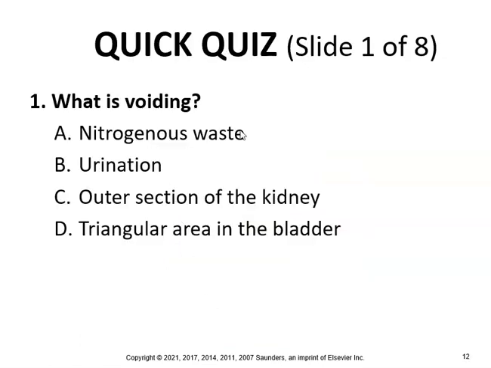Okay, what is voiding? Is it nitrogenous waste? No. Is it urination? Is it the outer section of the kidney, or is it triangular? So voiding means urination. So the correct answer is B.